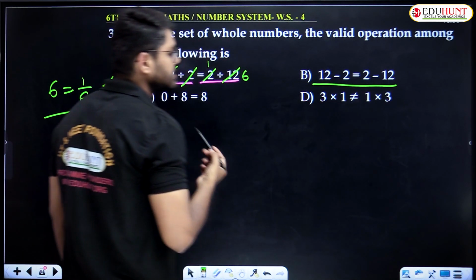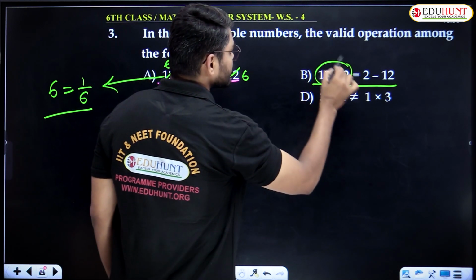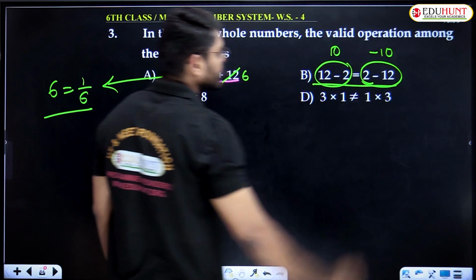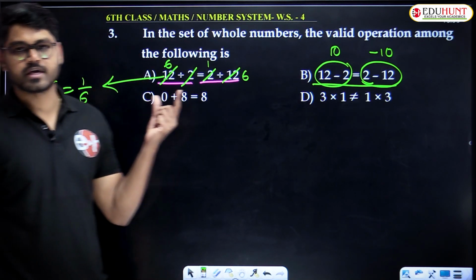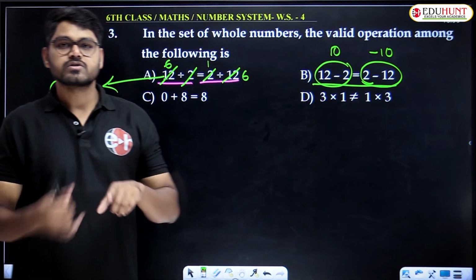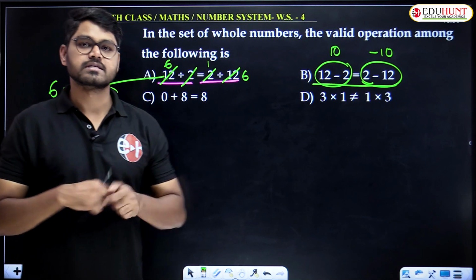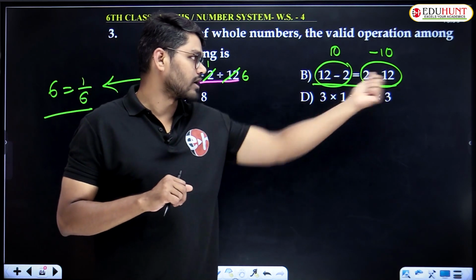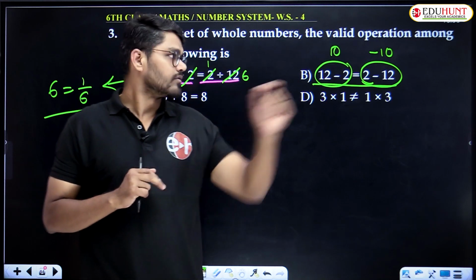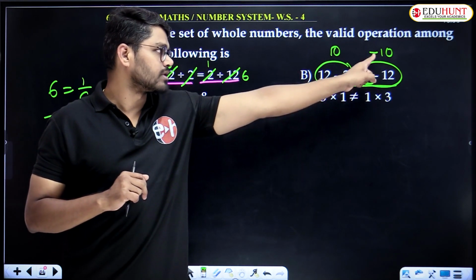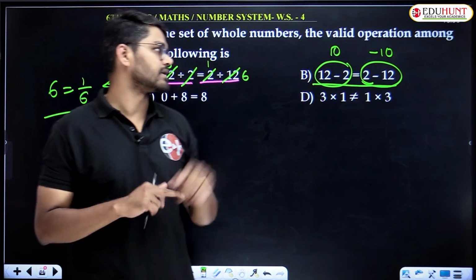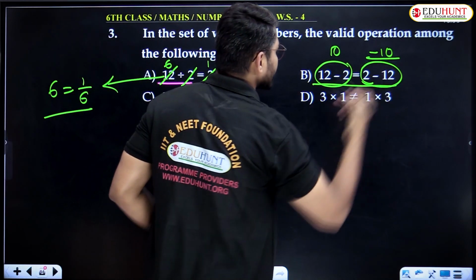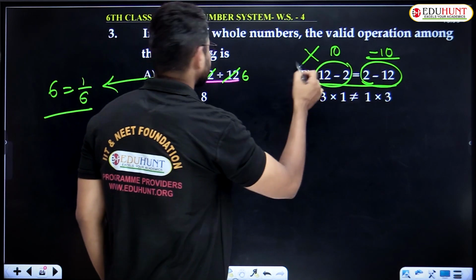Second option: 12 minus 2 is equal to 2 minus 12. What is 12 minus 2? 10. And 2 minus 12 is minus 10. How? Same concept, the sign concept we can remember here. Same signs or different signs? Different signs. Different signs means subtraction or addition? Subtraction. So 12 minus 2 is 10. We have to put the minus because the bigger number has the minus, so we put the minus to 10, that is minus 10. So this is a wrong statement.